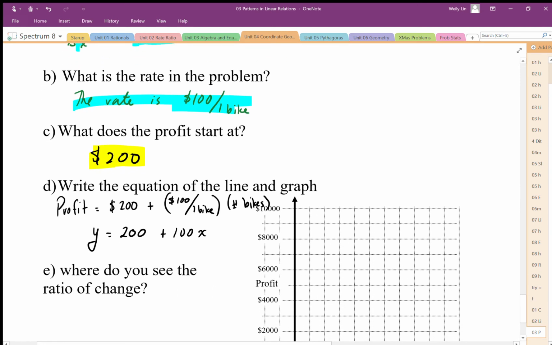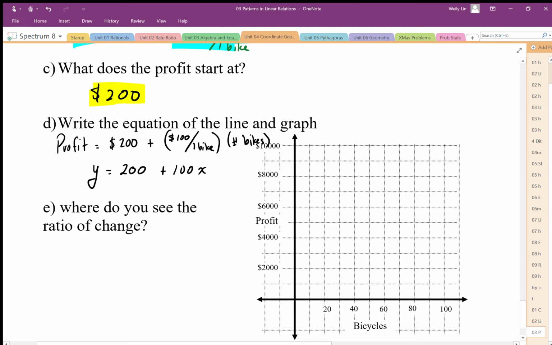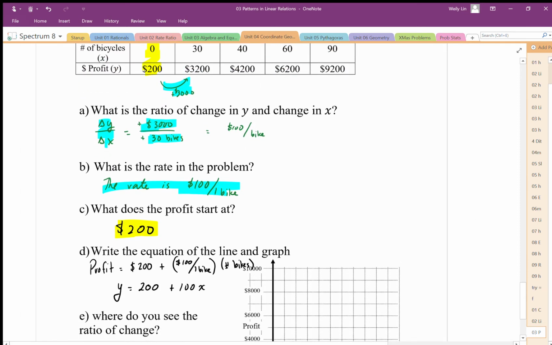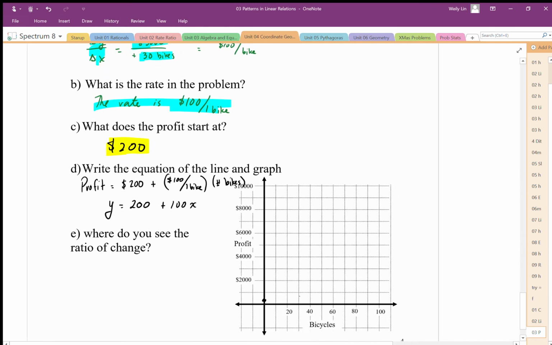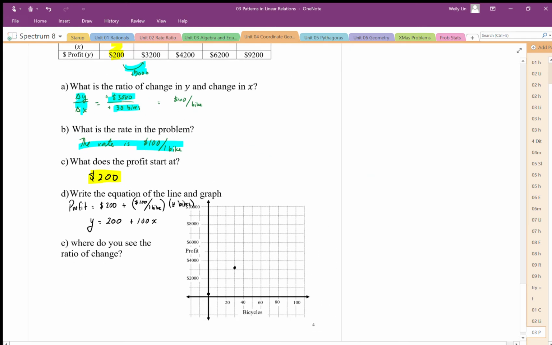So let's graph this. When we graph this, I'm going to start at $200, so somewhere way down here. What was 30 bikes in my table? 30 bikes was 3,200, so somewhere around here. There's 3,200. In my table, 40 bikes was 4,200.